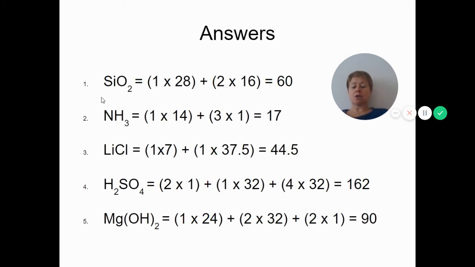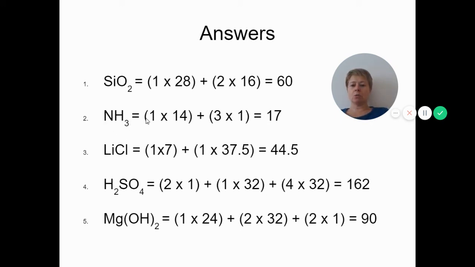Okay, so for the first one, this is silicon dioxide. There is 1 silicon atom, and that has a mass number of 28. There are 2 oxygen atoms with a mass number of 16. So you should have done 1 times 28 plus 2 times 16. So that would be 28 plus 32, giving you an answer of 60. I know this is shown slightly differently to how you did it in the table, but hopefully you can work it through. The next one, ammonia.